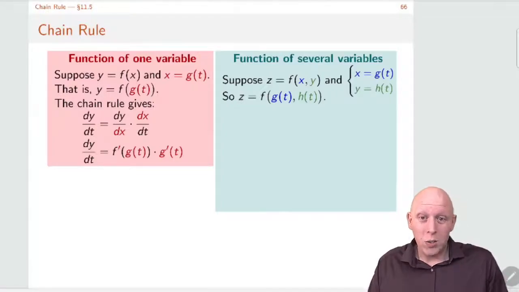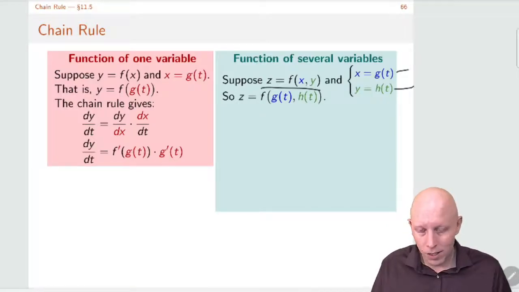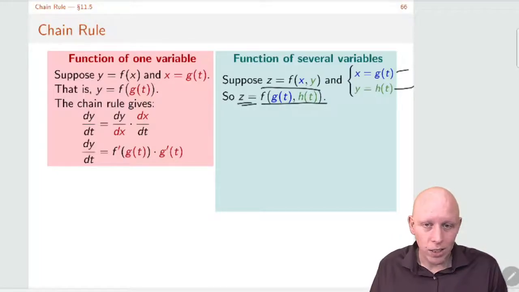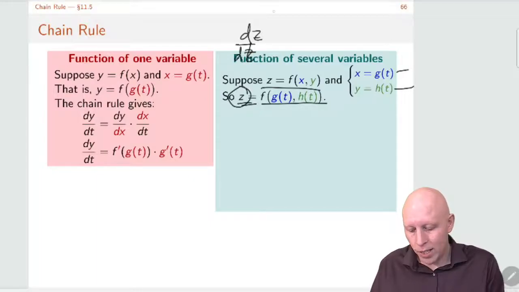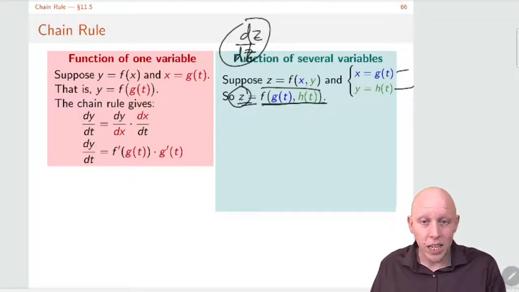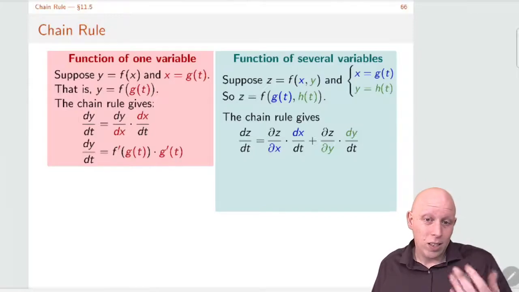Let's now go on to our functions of several variables. So let's say we have z is equal to f of x, y, where x is a function of t and y is a function of t. So we have z is equal to a function f of g of t, h of t. And so what we might want to know is dz dt. Right? And in this case, it's dz and not del z, because this is only a function of t and not a function of two variables. And so what does the chain rule give?